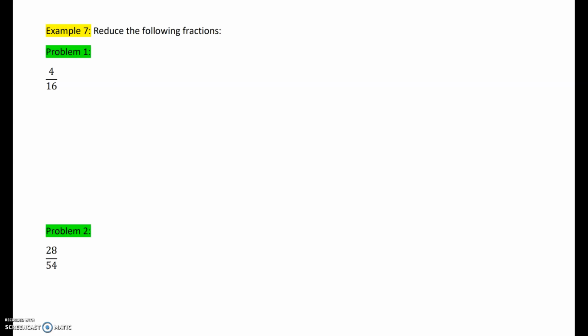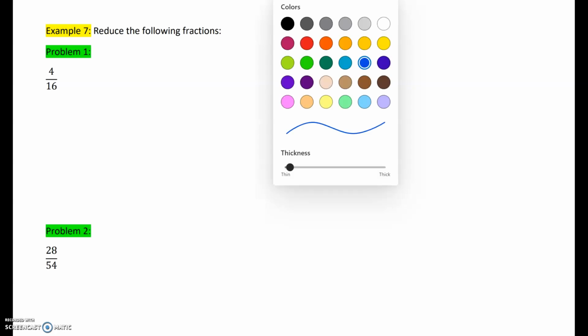Hi class, let's take a look at the following problems. Here's a basic idea on simplifying or reducing fractions. We're supposed to express the fraction in lowest terms with no common factors. Let me explain what we could do here.